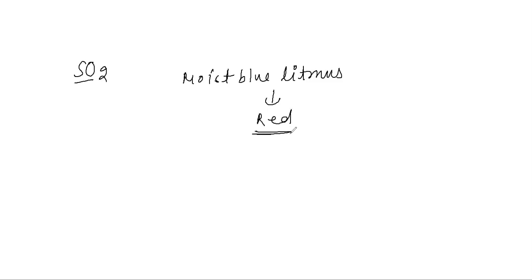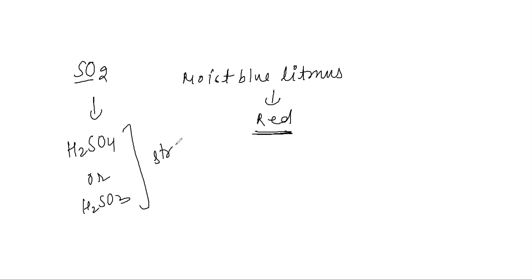And here it is red proper. Why? Because it is going to form either H2SO4 or H2SO3, which are strong acids. In the previous one, it was not going to give you the proper red color with the blue litmus paper. It was giving the faint red. Why? Because H2CO3 is a weak acid.